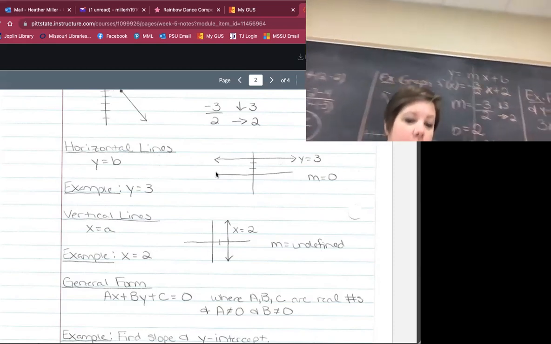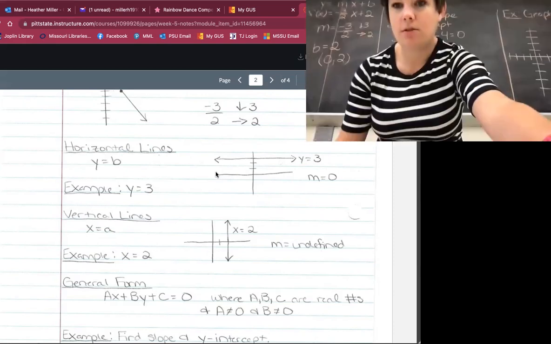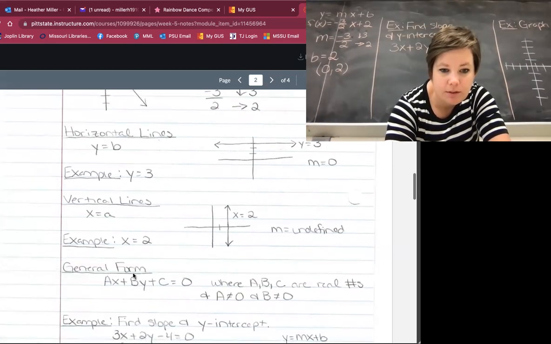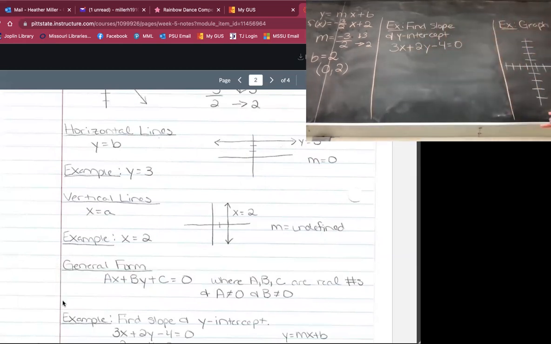So let me slide you down so you can see the general form. There. And I scrolled down just a little bit here so you can see it here as well. But we're going to find the slope and the intercept for 3x plus 2y minus 4 equals 0.